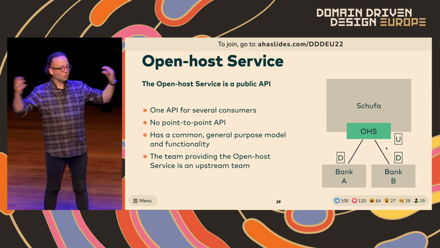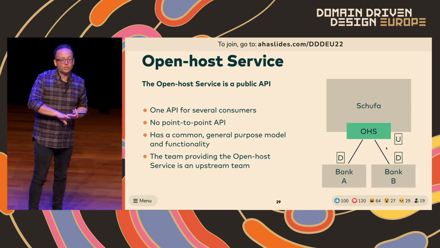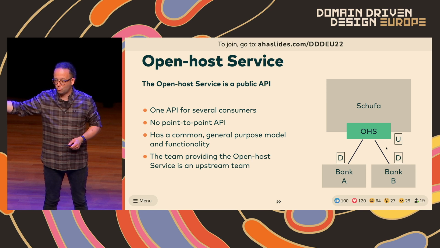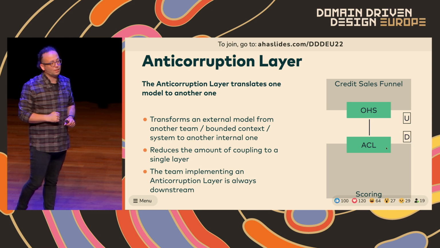And now let's switch sides. Let's go down to the downstream team. Now, they can do something with that model. And we're now moving into this model propagation relationship that I've described earlier on, I would say 10 minutes ago. So one strategy that the downstream team could apply is they can implement an anti-corruption layer.